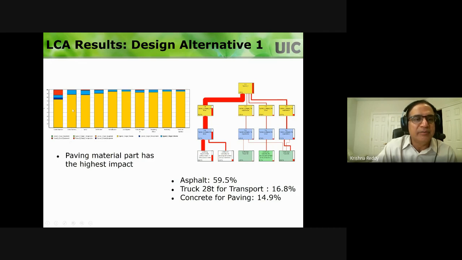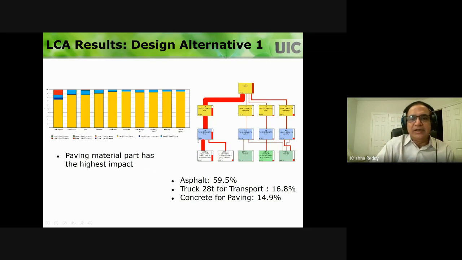So for global warming, the paving material is contributing. In all these cases, the paving material is making a huge difference compared to the equipment that you're using and its fuel consumption. So those are making some difference, but not as much. The majority of the impacts are coming from the paving material. So that's why doing research on pavement materials and making sure that we use sustainable materials is very critical.